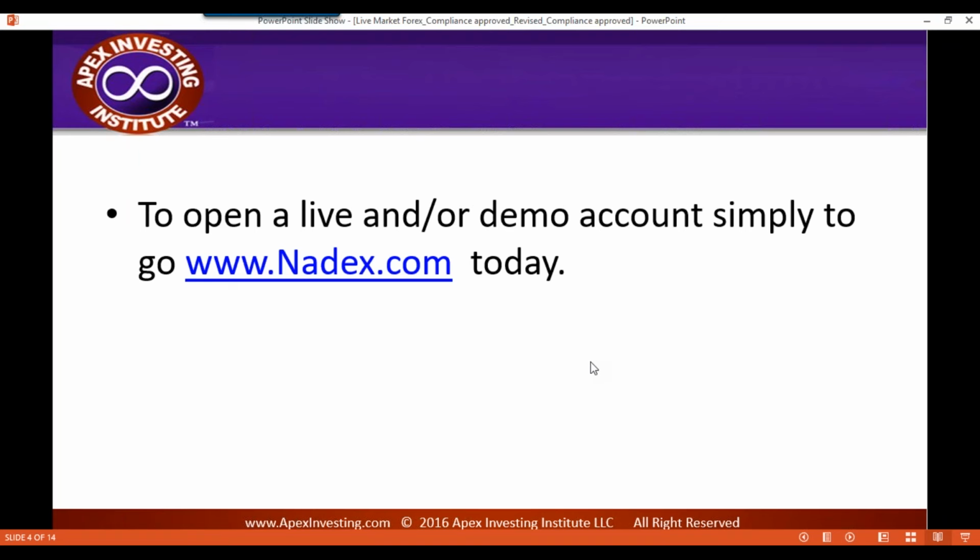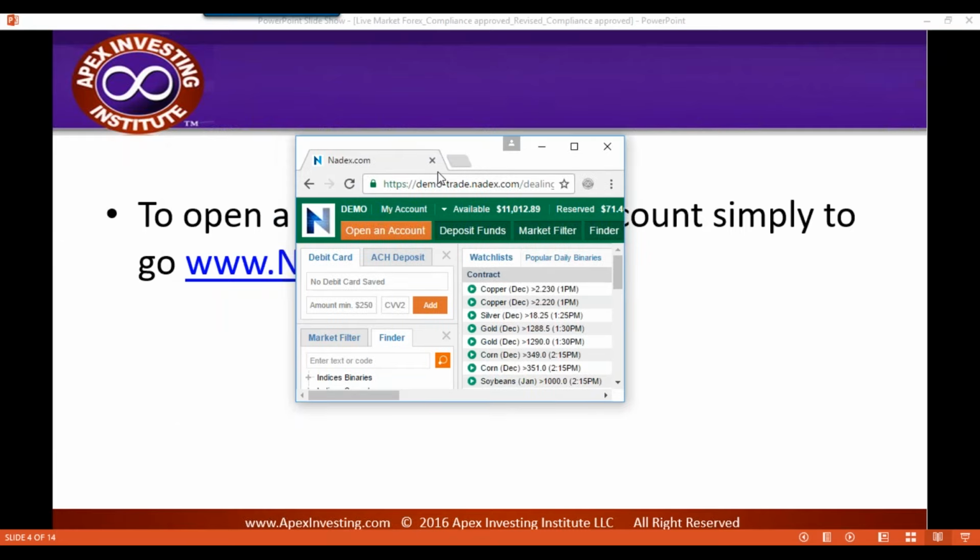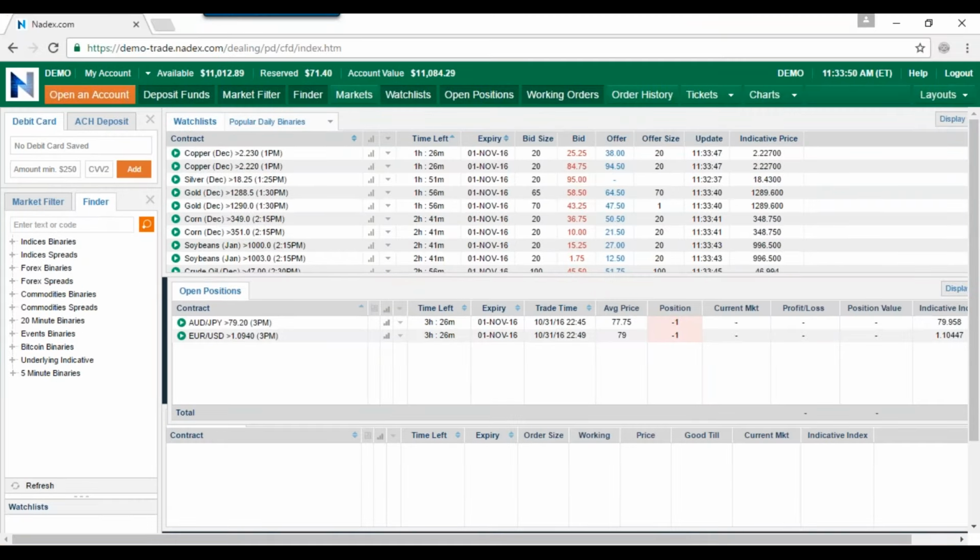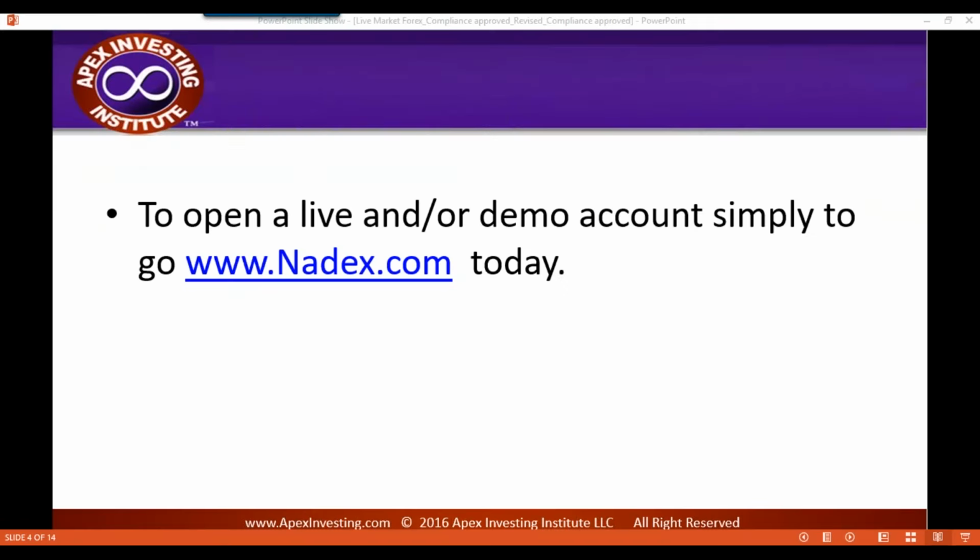If you're brand new to Nadex, hop on over to nadex.com. You can open up a free demo account. Nadex will give you a $25,000 demo account. It's a great place to get familiar with how the platform works, what different instruments they offer, and how to enter and exit orders. If you don't have one, I suggest you go and get one right away. It's a great place for you to test out new strategies and systems, and even to test out some of the stuff that we're going to talk about today.